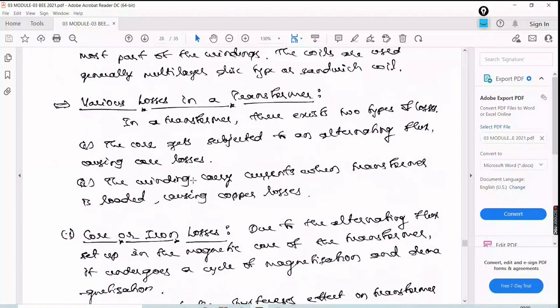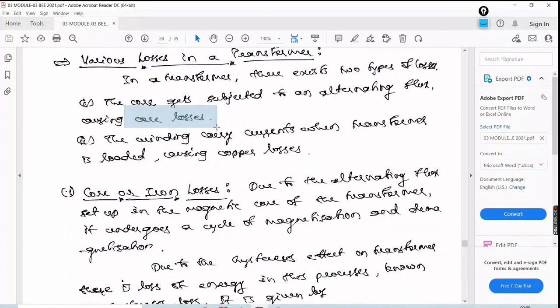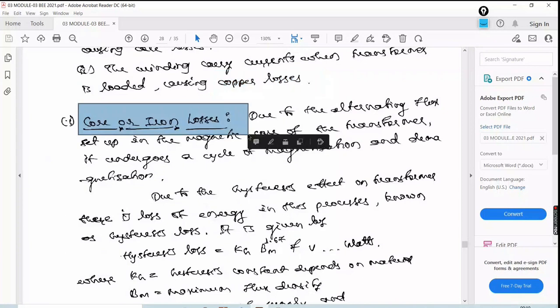Then in the previous class I discussed the losses. There will be majorly two parts: one is the magnetic core, and the other is the winding. The losses caused by the core are called core losses. The losses caused by the winding are called copper losses. With respect to the core loss, because the core is made of iron, it is also called iron loss.